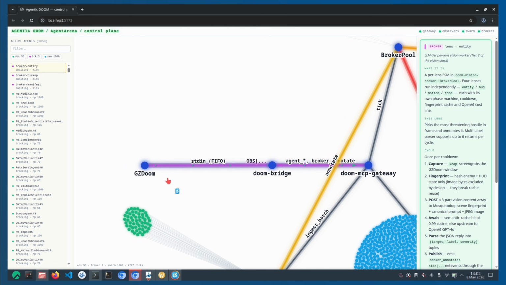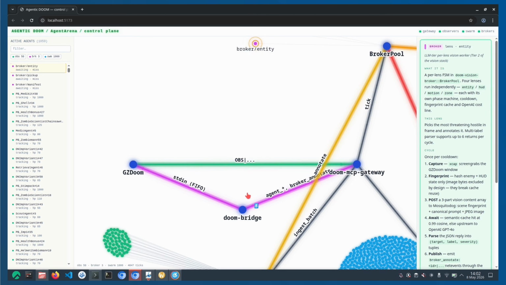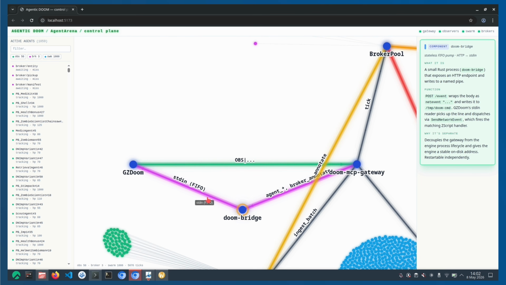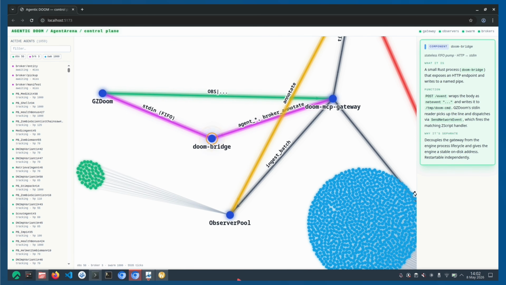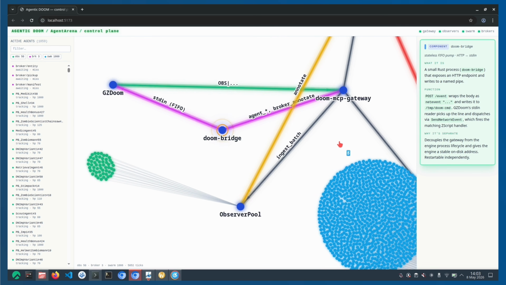So this is our game engine, and that's actually twofold. This is OBS, the observer batch. And this is the Doom bridge. Here we have STD in, and we communicate to the agent through the Doom MCP gateway. The MCP gateway exposes what our agents can do, what kind of services they support, and what kind of tools. We can plug in here any LLM provider, or another game, or another system and create a similar application.